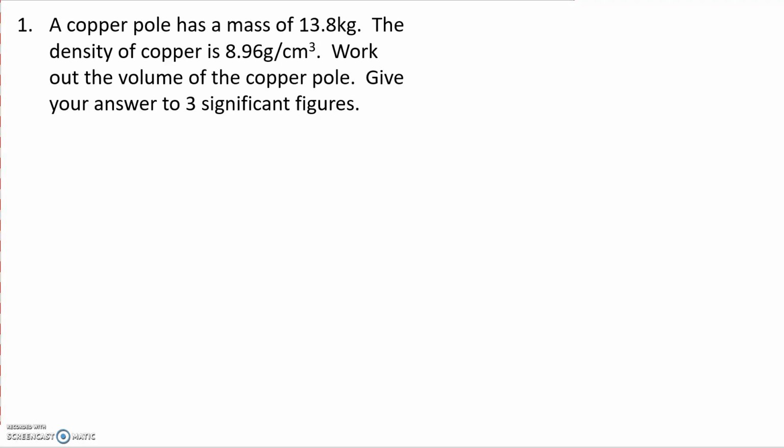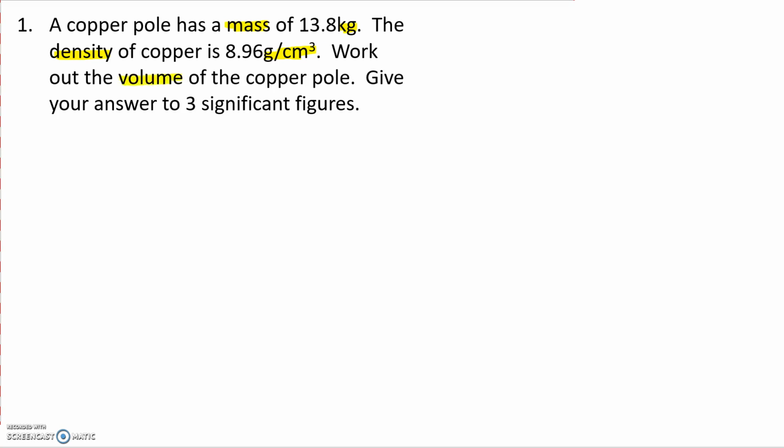GCSE question of the week, week 19, and the foundation higher tier overlap questions first. Number 1, a copper pole has a mass of 13.8 kilograms. The density of copper, so we've got a mass in kilograms, we've got a density in grams per cubic centimetre. The density of copper is 8.96 grams per cubic centimetre.